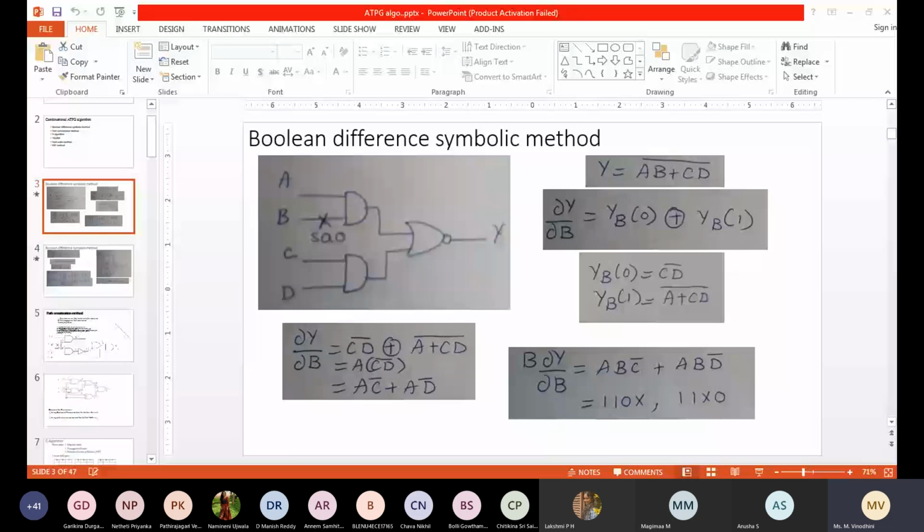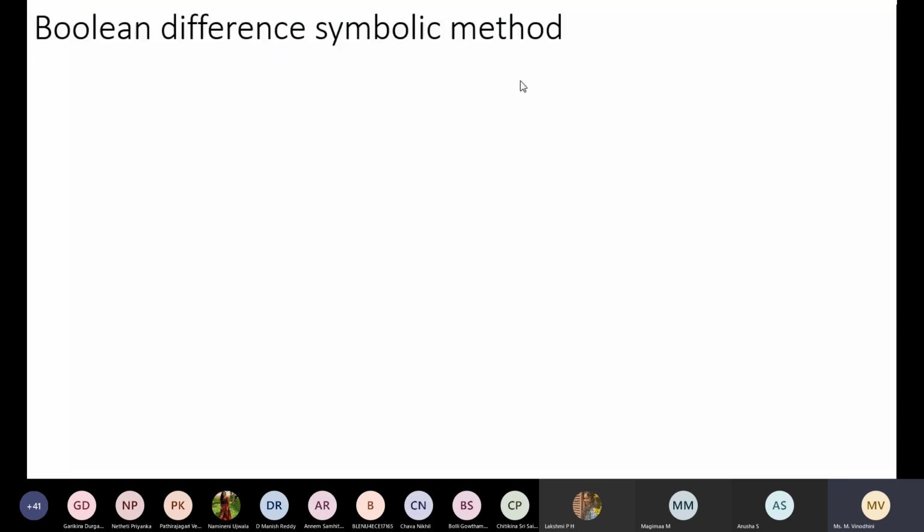So now we'll move into the Boolean difference symbolic method. This is a combinational ATPG algorithm. ATPG stands for Automatic Test Pattern Generation. Using this algorithm, for any given circuit and any specified fault in the circuit, only one fault at a time, remember, I can generate the test vector which will detect the specified fault.